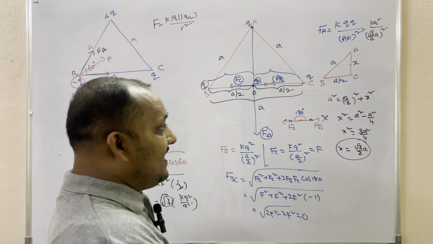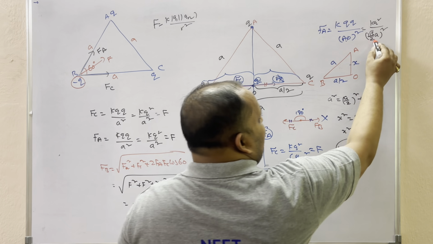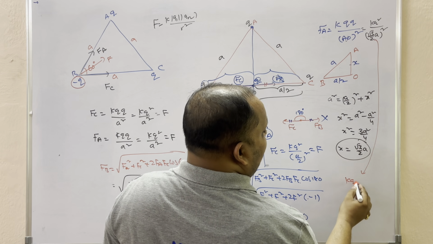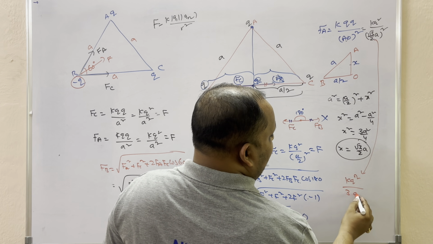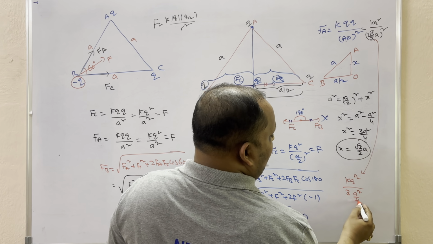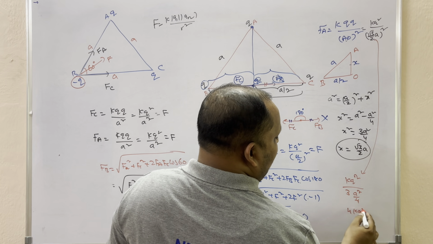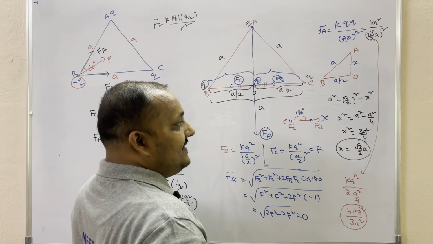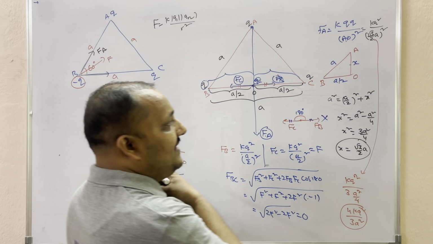Now what is the final answer you can write? What is the final answer means you can see. So kq square divided by 3a square by 4. If you send this side, 4kq square by 3a square. Correct? This is the answer. Final answer is going to be this one.